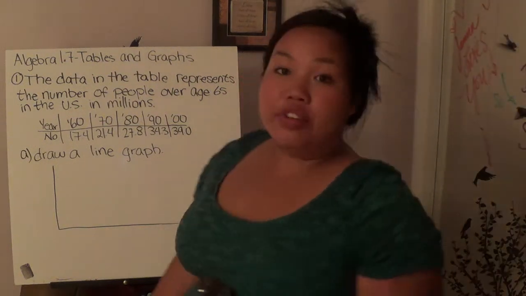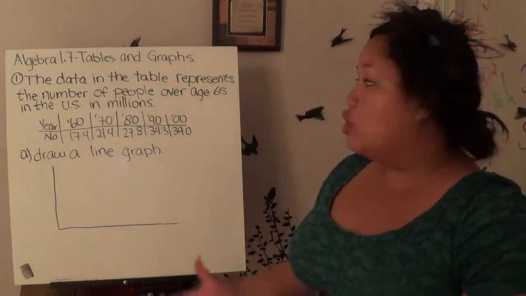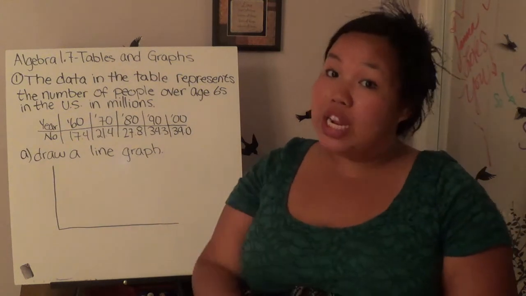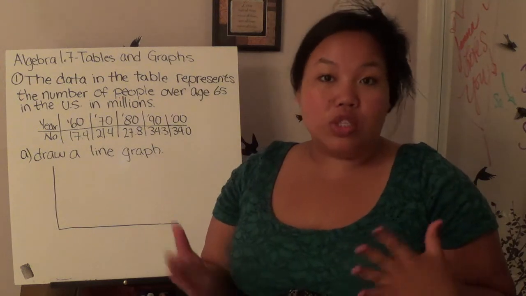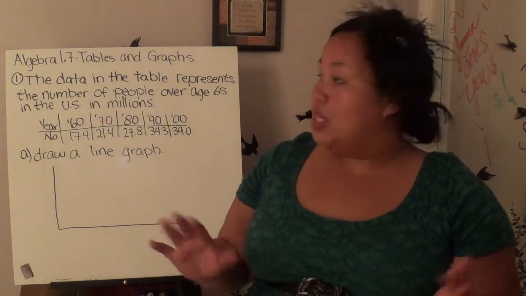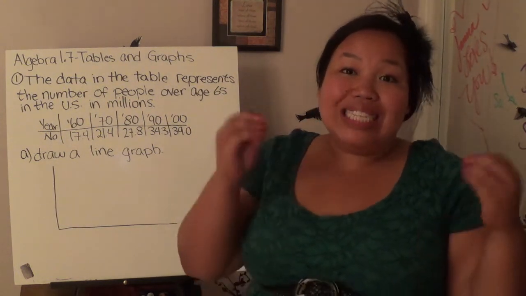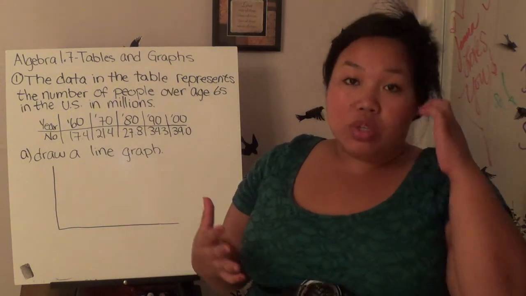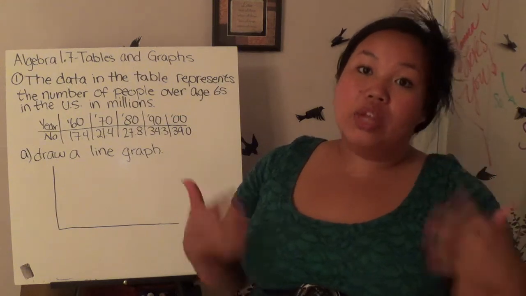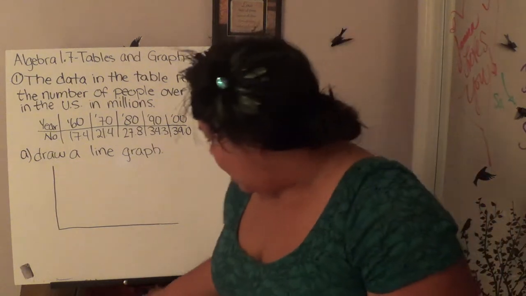Algebra 1.7, we're dealing with tables and graphs. So basically, we're going to be dealing with line graphs and bar graphs in particular, which some of you have already had experience with, so it wouldn't be too difficult. It does take some time. Please pay attention to the details that I put in the graphs, because I need you to make sure that you label everything correctly so that I can read your graphs easily in class.